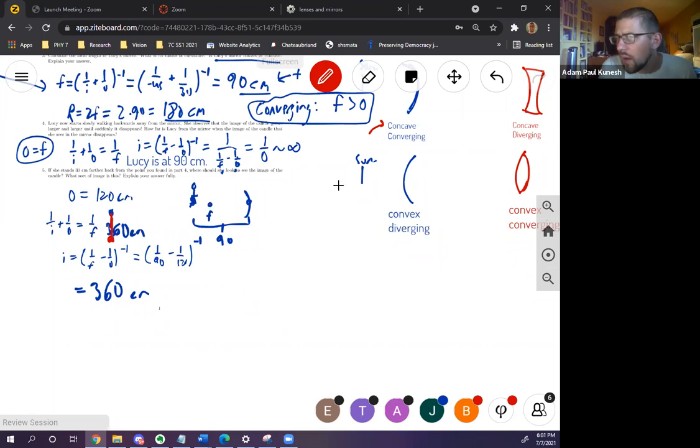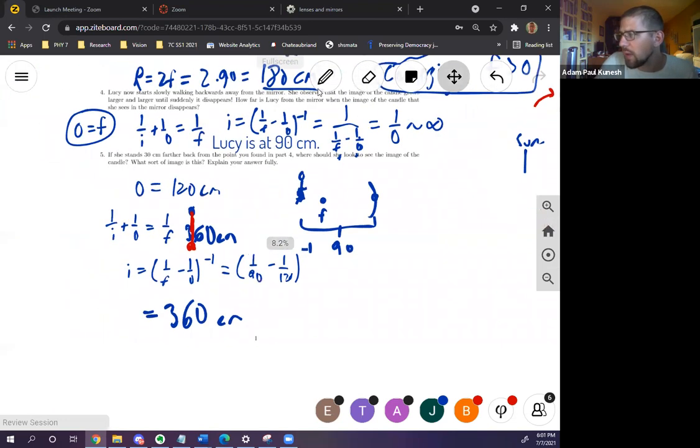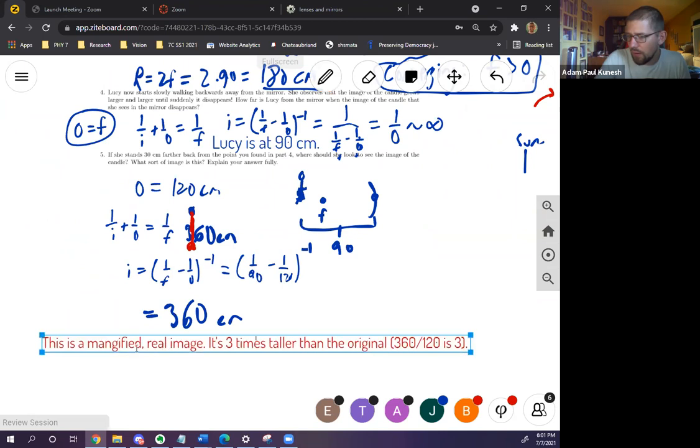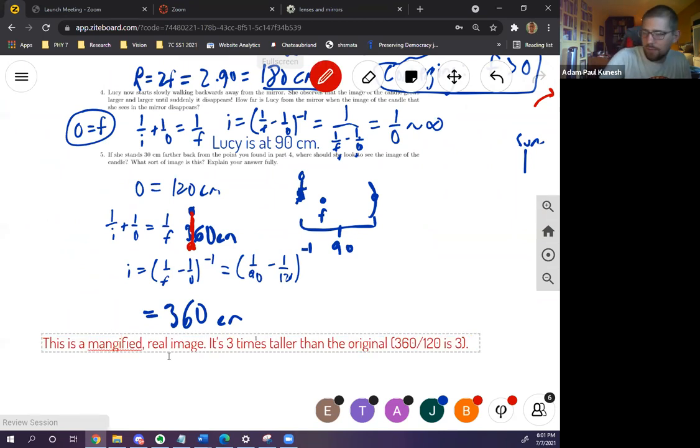Nice. Okay, what sort of image is this? Explain your answer fully. This is a magnified real image. It's 3 times taller than the original. I know that because 360 divided by 120 is 3. What else? I said magnified. Okay, magnified.